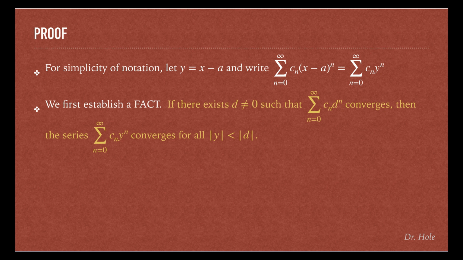So, the proof. To set up the proof, we're going to change variables. Instead of taking the center at a, we'll suppose that the center is at 0. And then, to consider the 3 cases, we're going to rely on this fact. So first, let's prove this fact.